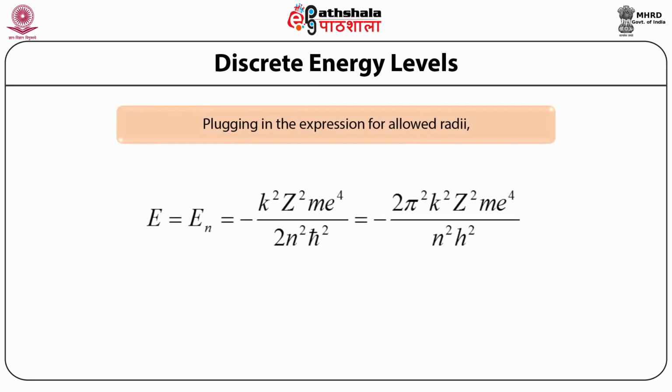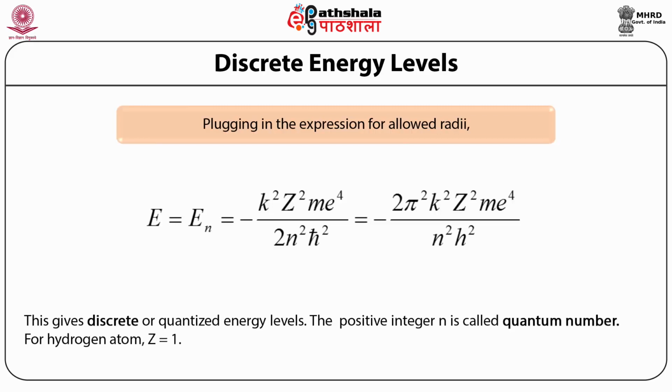And we have already seen that the radius is quantized. That is, there can only be fixed radii in the hydrogen atom. So if we plug the expression for the allowed radii into the expression for the energy, we find that the energy levels become quantized. As you can see on the screen, the energy level is inversely proportional to n squared, where n is a positive integer: 1, 2, 3, 4. This positive integer n is called a quantum number. If you're talking about the hydrogen atom, then the atomic number Z has to be set equal to 1. So these are really the energy levels of the hydrogen atom.